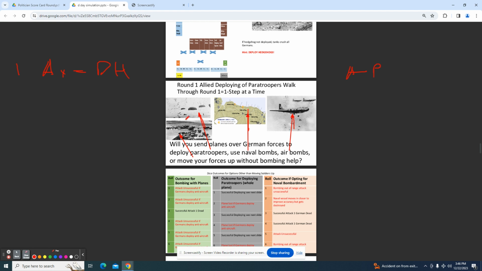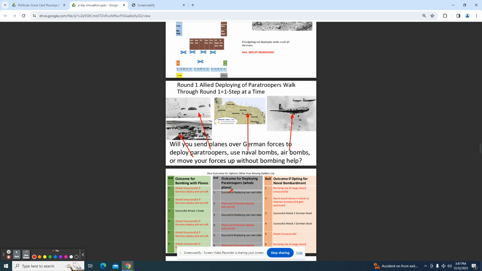So in that scenario, let's just say I decide I'm going to drop paratroopers. I then go to this section, and the teacher rolls. If there's a 2, 4, or 6, the plane is lost, but only if the Germans deploy anti-aircraft. So as they decide to deploy paratroops, the German military strategist is asked if they will deploy anti-aircraft. And usually the decision is going to be a yes, which then means these dice rolls.